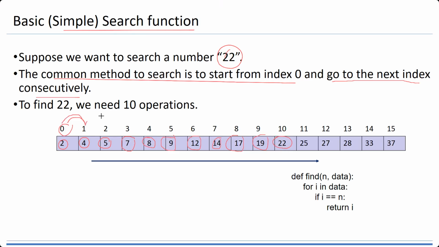We will do it one by one, one by one, until we get the number that we look for, which is 22. Then to find 22, we need at least 10 operations. Okay, 1, 2, 3, 4, 5, 6, 7, 8, 9, 10 in order to get 22.